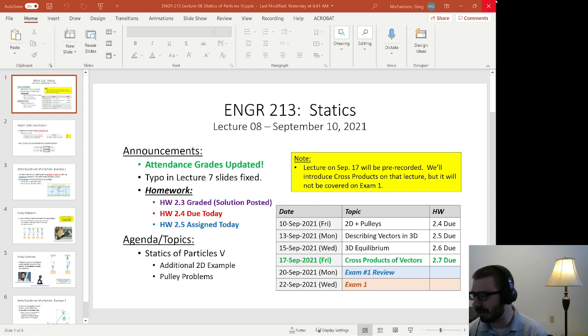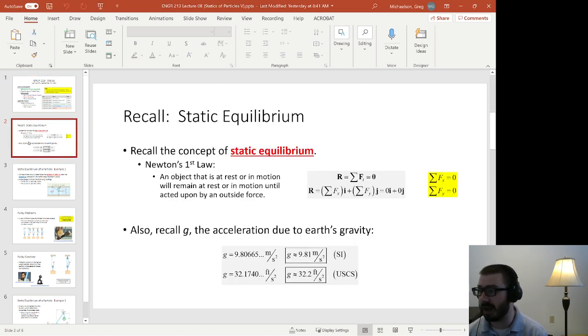So let's continue our discussion on static equilibrium in two dimensions. Just recall that what we're basically doing is computing resultants, setting those resultants equal to zero, and solving for unknowns. The concept of static equilibrium for a particle system, for forces all meeting at a common point, is that the sum of forces has to equal zero. In two dimensions, that splits up into the sum of forces in the x direction and the sum of forces in the y direction both having to equal zero.